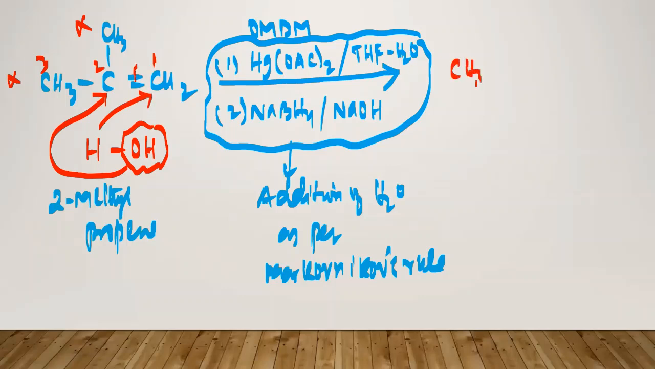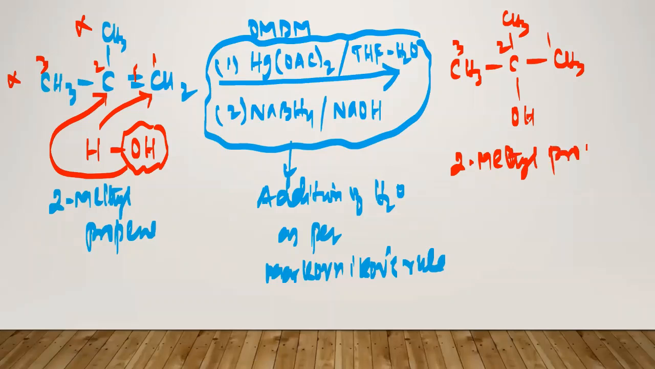So we'll have here CH3, C, CH3, CH3 and OH. This is our 2-methylpropan-2-ol. So that is basically the oxymercuration-demercuration, my dear friends. Okay, so please make note of this.